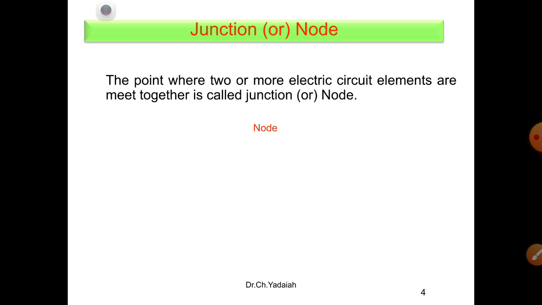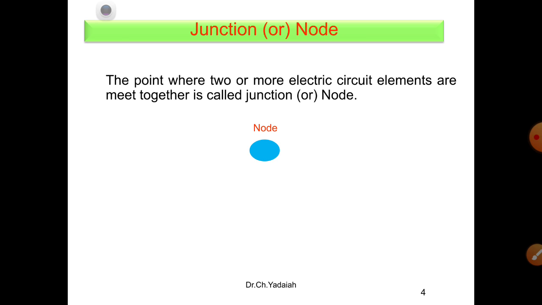So the electrical circuit consists of active elements and passive elements. There are a few terminologies across these circuits. Because we are electrical students, we should know this basic terminology. First one is a junction or node. What do you mean by this? The point where two or more electric circuit elements meet together is called a junction or node. For example, this is one node.